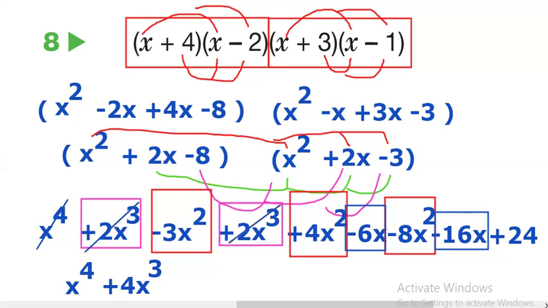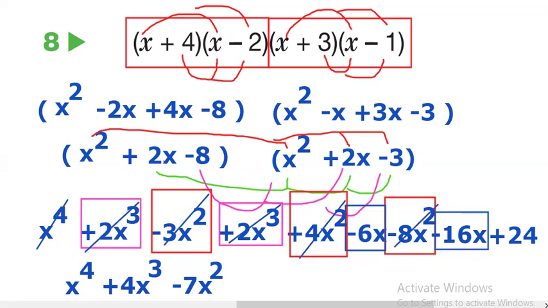Now x power of 2. We have negative 3x power of 2, positive 4x power of 2. When you put them together, you'll have x power of 2 because negative 3 plus 4 is going to be 1. So x power of 2 minus 8 is going to be minus 7x power of 2. And by that, we finished the x power of 2. So we can remove them from here.